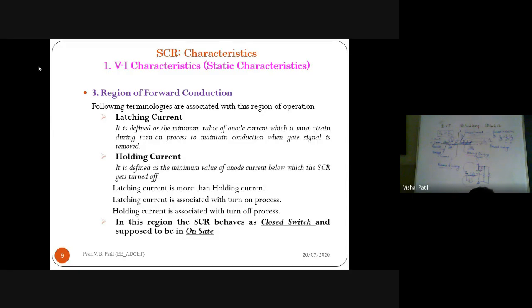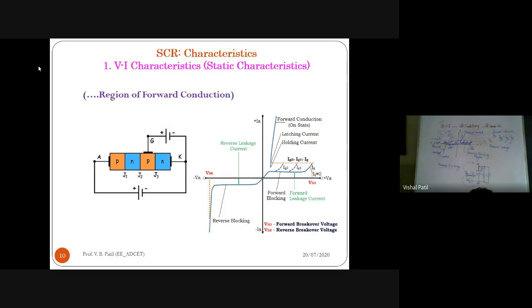In this region the SCR behaves as if it is a closed switch, that is, the on state. Now the device is in the on state. Look at how the gate is connected in the region of forward conduction. The gate is connected between the gate terminal and the cathode, and the gate is always provided with a positive pulse.